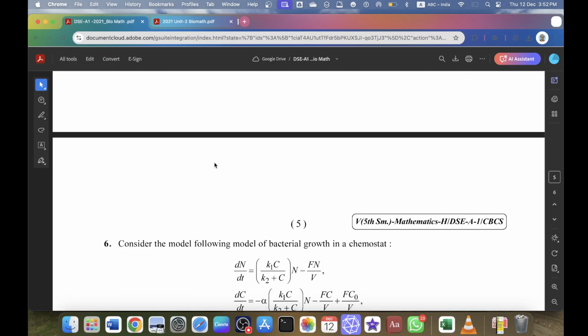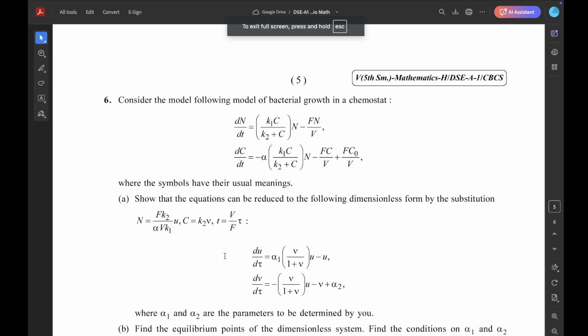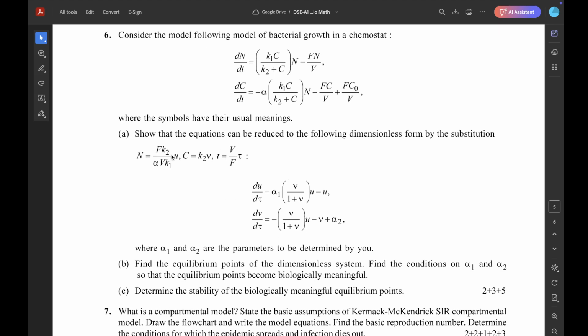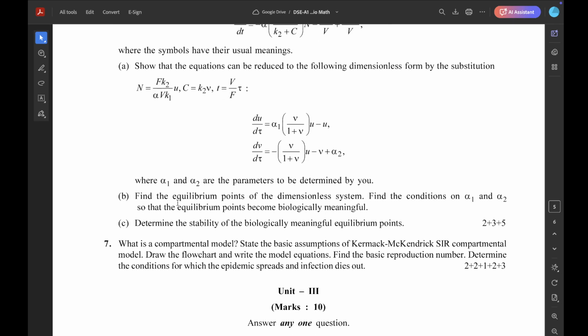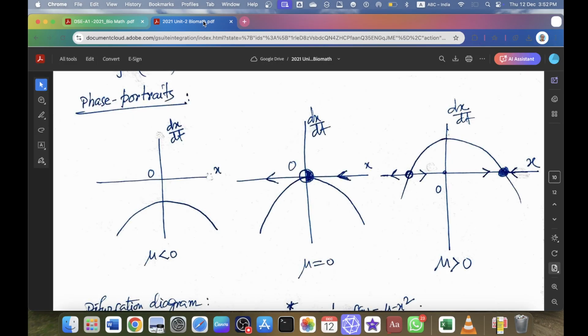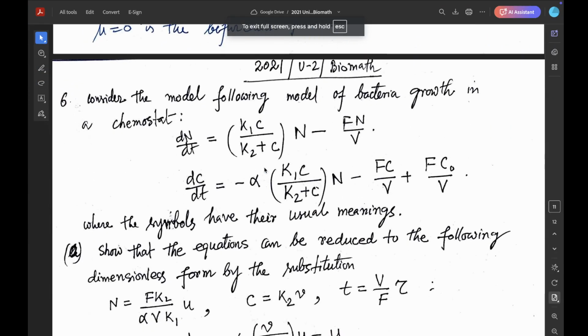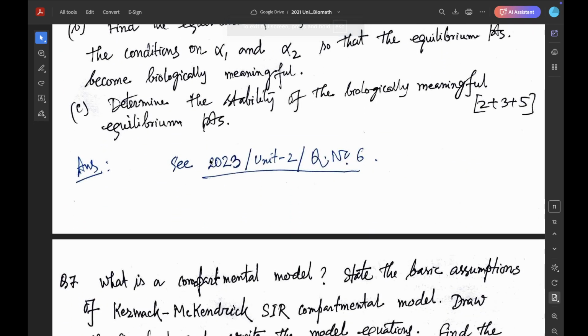Next question, question 6. Consider the model of bacterial growth in a chemostat, by using this quantity, this non-dimensional system, equilibrium points, determine the stability of biologically meaningful equilibrium points, and so on. Actually, this question was already answered in 2023 Unit 2 question number 6. So please see the video 23 Unit 2 for this answer.